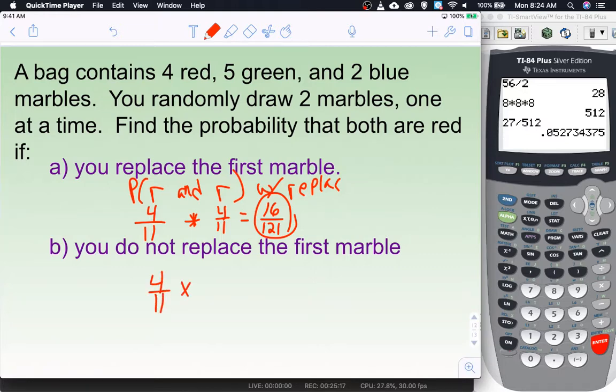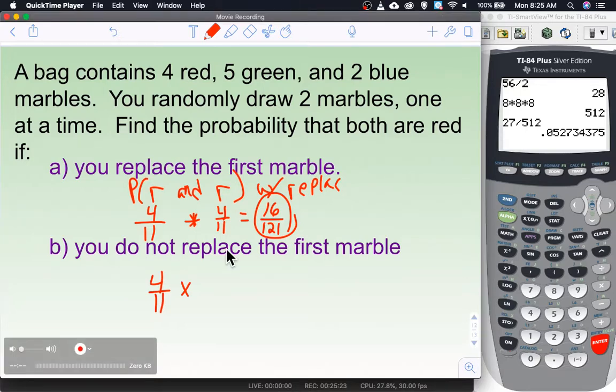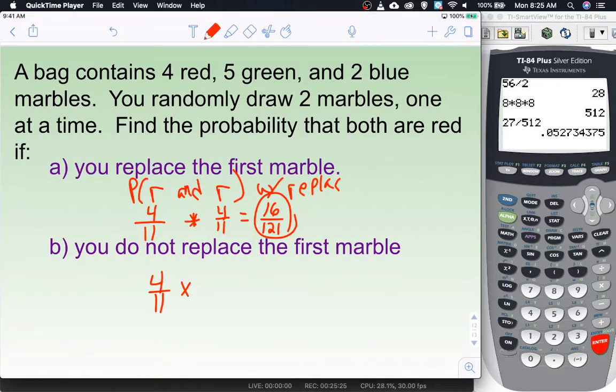Okay, so the probability of getting that first red is still going to be 4 out of 11. From the beginning of the problem, there's 4 red ones, 11 total. Now, if you've picked out a red one and you didn't put it back, now there's only 3 red ones left in there out of 10 total, giving you a probability of 12 out of 110. And that does simplify by 2, giving us 6 out of 55, which I think is as simplified as we can get.